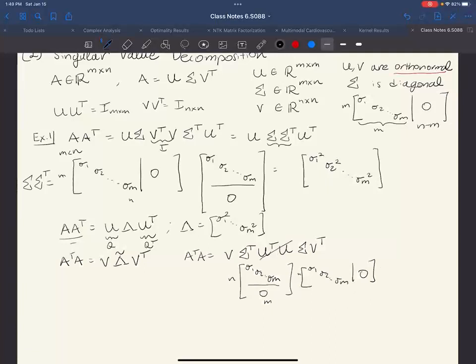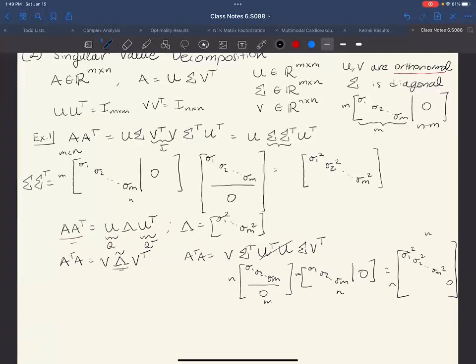And an M by N here. And so when I multiply this together, I get an N by N matrix, sigma 1 squared, sigma 2 squared, sigma M squared, and then a bunch of zeros at the end here. And that's why I have an extra. This lambda tilde is basically lambda, but padded with zeros.